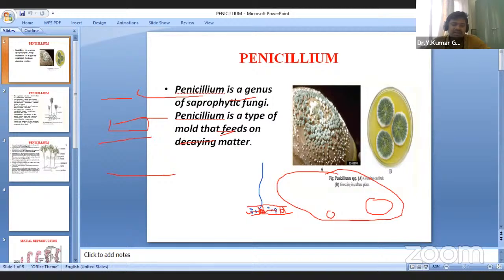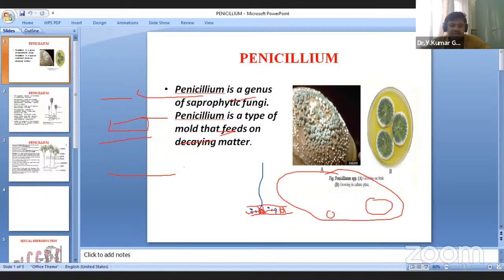what the next heading should be. What would be the next heading? Reproduction. Here there are mainly two types of reproduction. Of course, there are three, but majorly two types: asexual reproduction and sexual reproduction. First, let's complete asexual reproduction here.